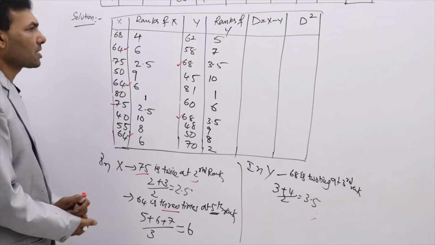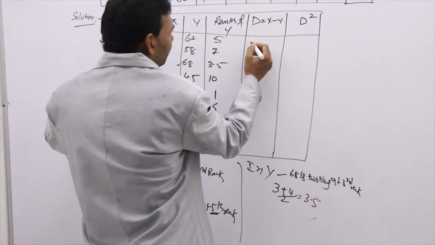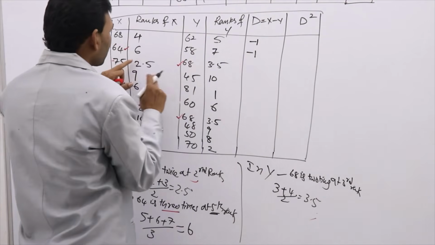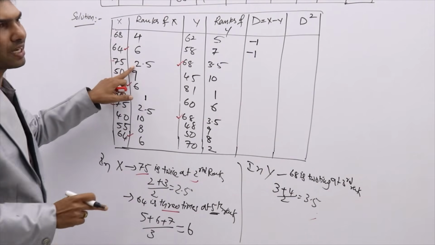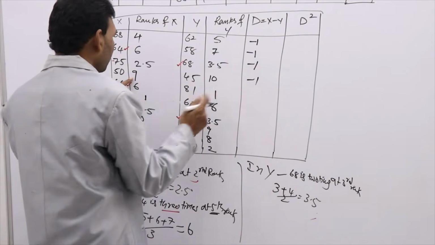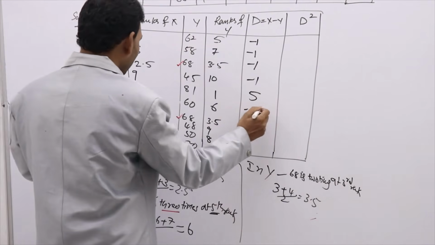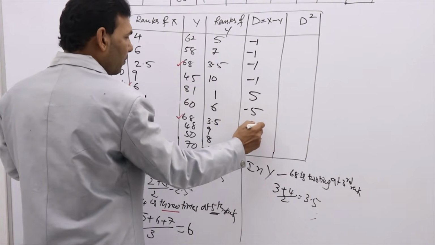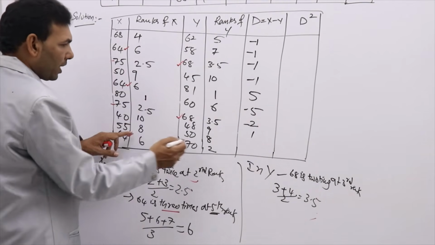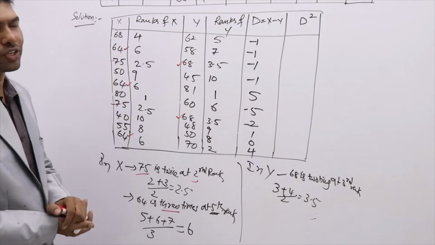Now take the difference. 4 minus 5, ranks difference. 4 minus 5, minus 1. 6 minus 7, minus 1. 2.5 minus 3.5, minus 1. 9 minus 10, minus 1. 6 minus 1, 5. 1 minus 6, minus 5. 2.5 minus 3.5, minus 1. 10 minus 9, 1. 8 minus 8, 0. 6 minus 2, 4. Like this you need to give the ranks.